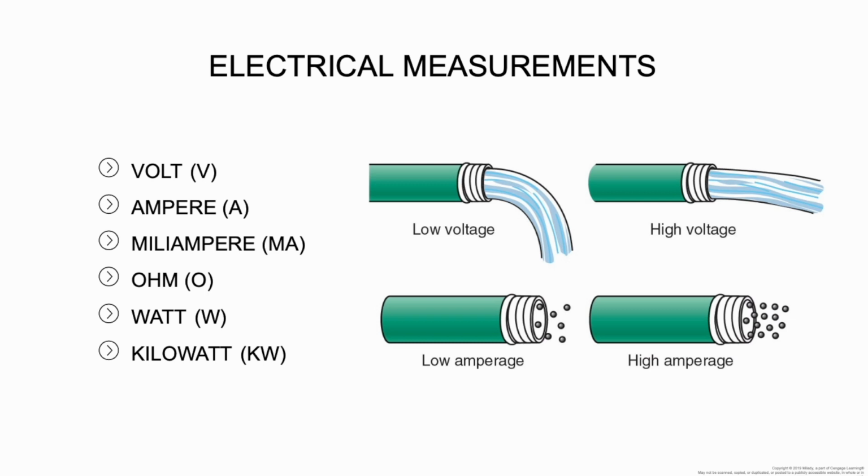You have watt, abbreviated as W. It is the unit that measures how much electric energy is being used in 1 second. And then kilowatt, abbreviated as kW, is 1,000 watts. The electricity in your house is measured in kilowatts per hour.